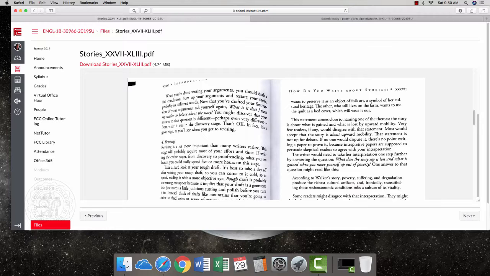This statement comes close to naming one of the themes. The story is about what is gained and what is lost by upward mobility. Very few readers, if any, would disagree with that statement. Most would accept that the story is about upward mobility. That statement is not up for debate. If no one would dispute it, there's no point in writing a paper to prove it, because interpretive papers are supposed to persuade skeptical readers to agree with your interpretation.